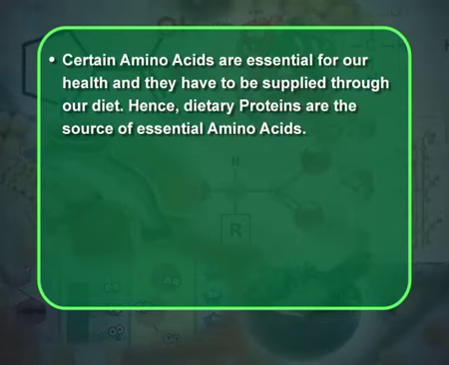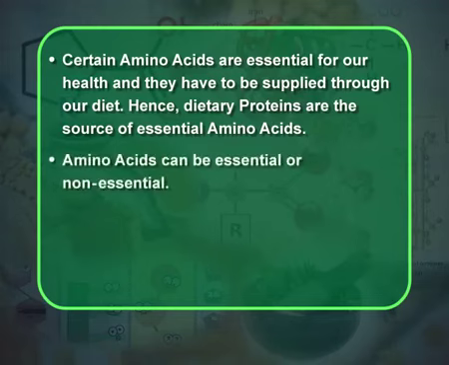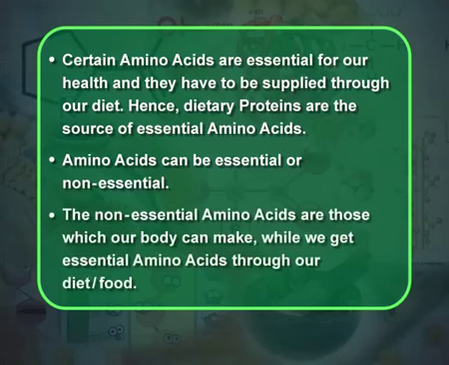Now, certain amino acids are essential for our health and they have to be supplied through our diet. Hence, dietary proteins are the source of essential amino acids. Therefore, amino acids can be essential or non-essential. The non-essential amino acids are those which our body can make, while we get the amino acids which are essential from our food. Friends, let us now discuss the structure of proteins.